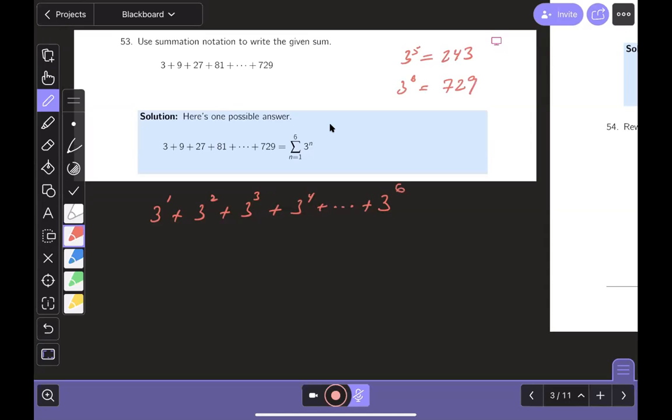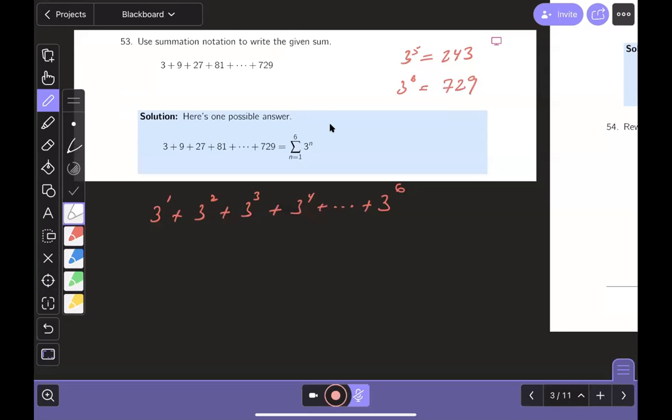Now, someone says, what's the missing term? There's only one term missing. How many terms are there? I'm counting them up for you. 1, 2, 3, 4. Remember, 5 would be there, right? 3 to the 5th, 3 to the 6th. How many terms? 6 terms. Let's write the summation down now.